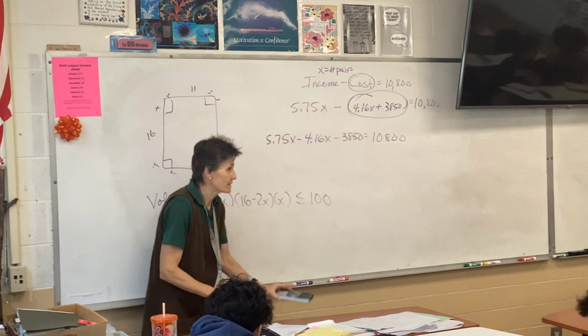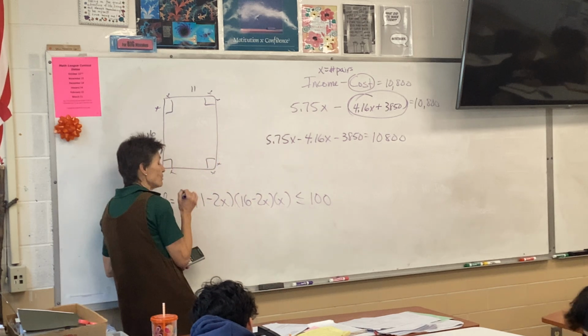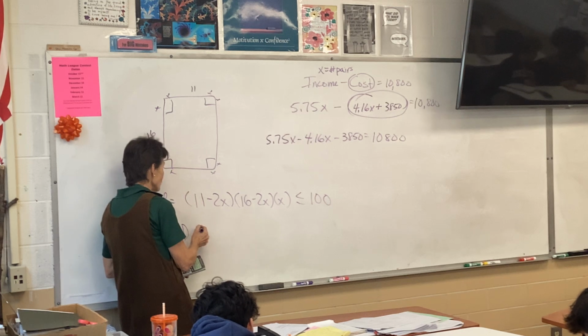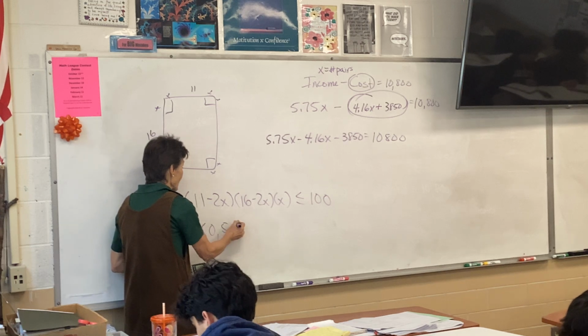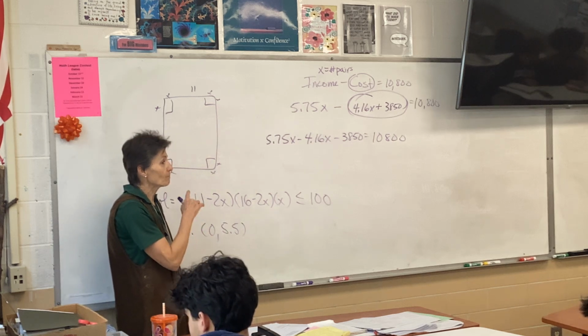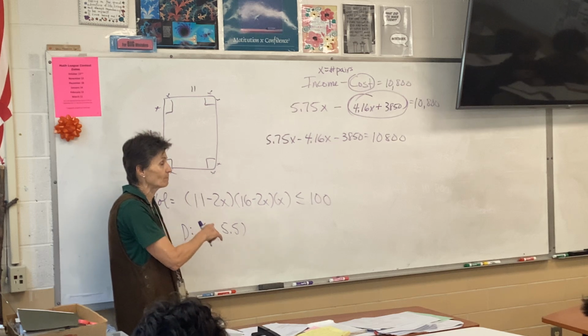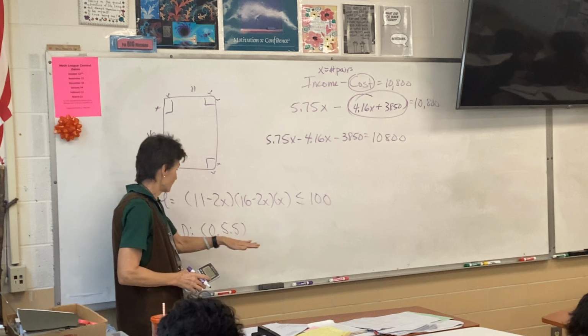So I can go right to my calculator. Now, before you do this though, what is your domain? What is your x window? 0 to 5.5. Now that is going to be critical in this problem, you guys. You have to understand x has to be between 0 and 5.5. So whatever answers you come up with, you have to be in there.